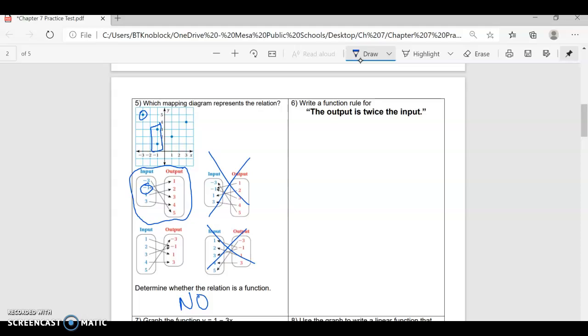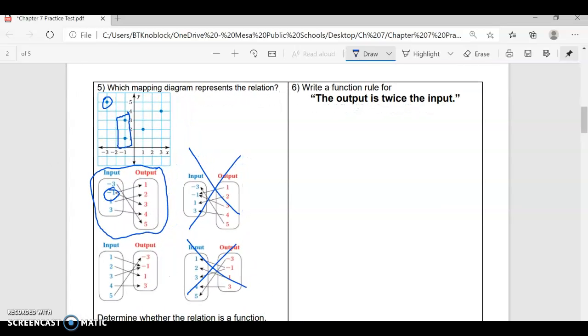Number 6, you need to write the function rule. So the output, remember the output is your y, is twice the input, which is your x. So y equals, twice the input means 2 times x. So you get y equals 2x.